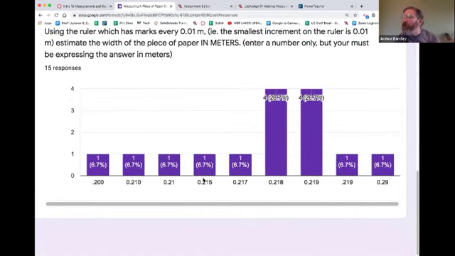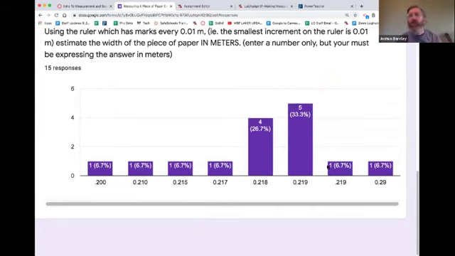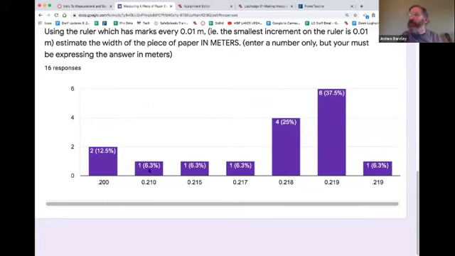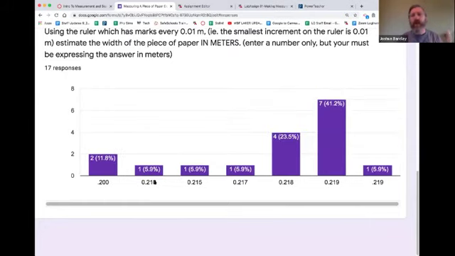We are all in agreement, except for a couple of people that may need some more help doing this, and that's okay. This is maybe the first time actually measuring with precision for many of you guys. Notice that we've got 0.219, 0.219, 0.218, 0.217, 0.215, 0.21. This one I don't agree with because you're saying it's closer to 0.21 than to 0.22. Let's take one more look at this.